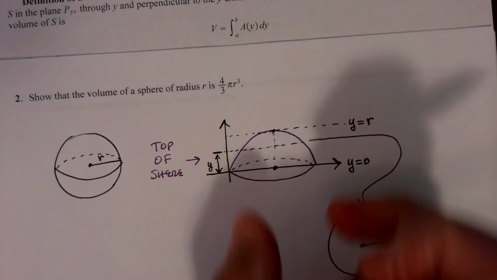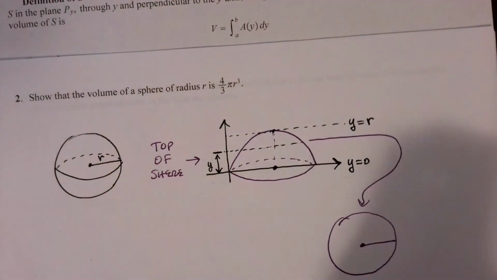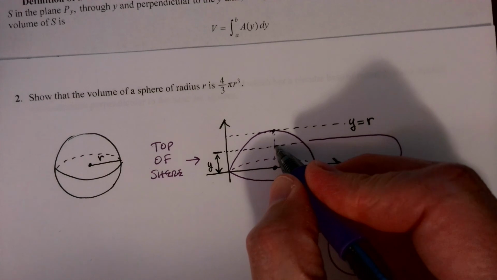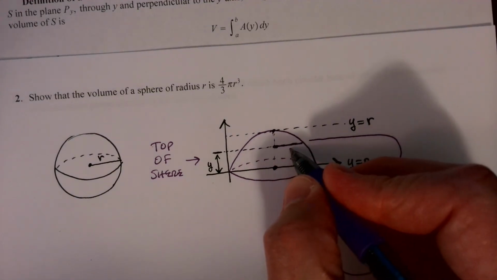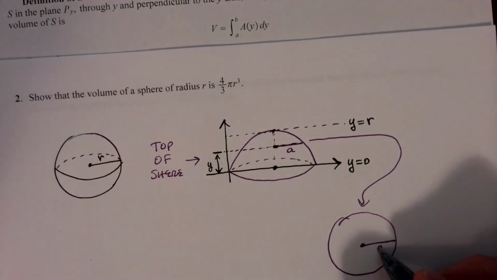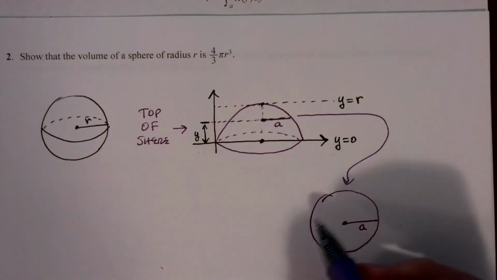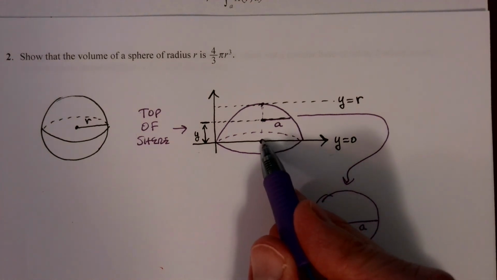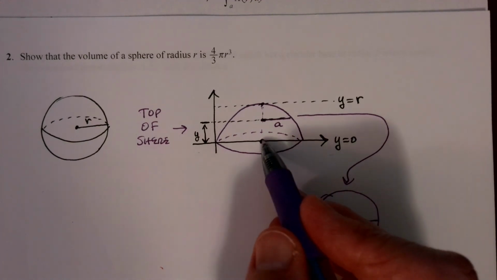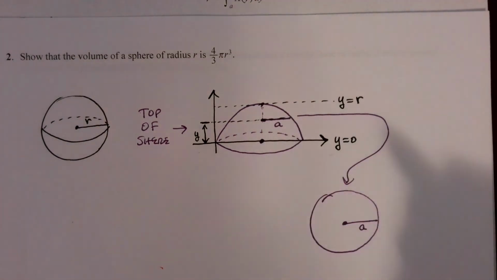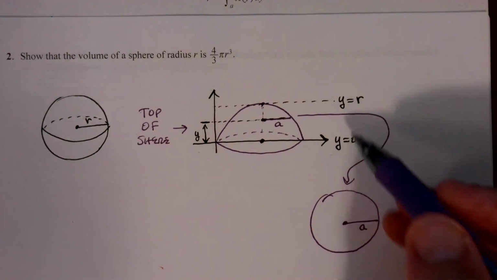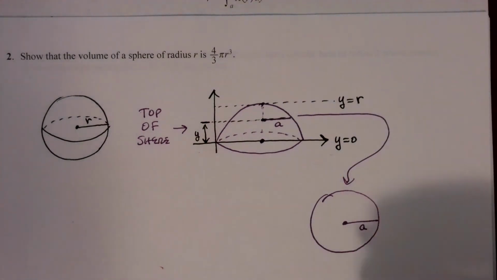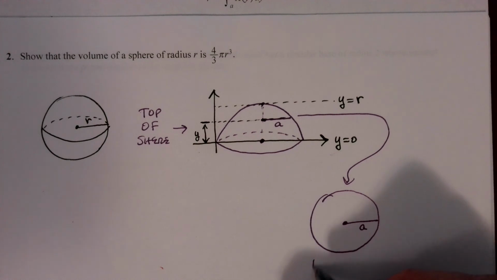And so the circle, what's the radius of the circle going to be? Well, as y gets bigger and bigger, the circles get smaller and smaller, right? And the radius of that circle, from the center of the circle out to the end, let's call that, I don't know, a. Okay, so that length is a, and a varies. The value of a would be equal to r from the center of the sphere to the end. But as we move up, that value of a is getting closer and closer to 0 as y goes from 0 to r.